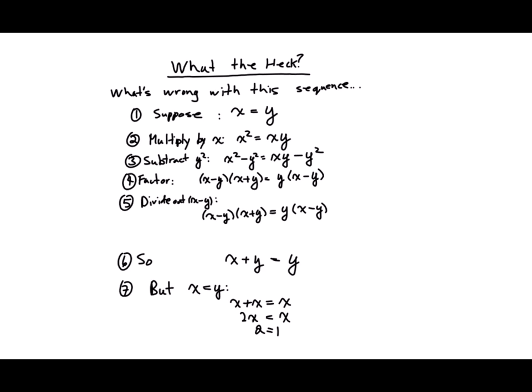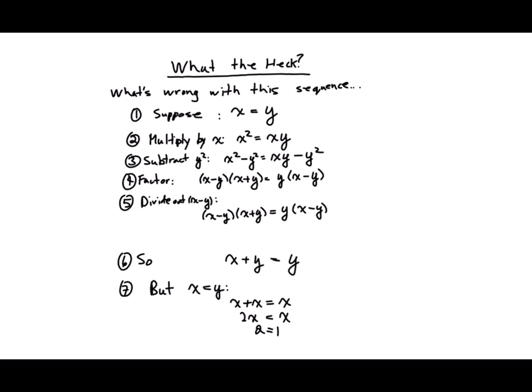So today we start with the lesson, and we have this question: what the heck? So what's wrong with this sequence? Suppose they start with x equals y. Now imagine we multiply both sides by x. You're going to get x squared equals xy.